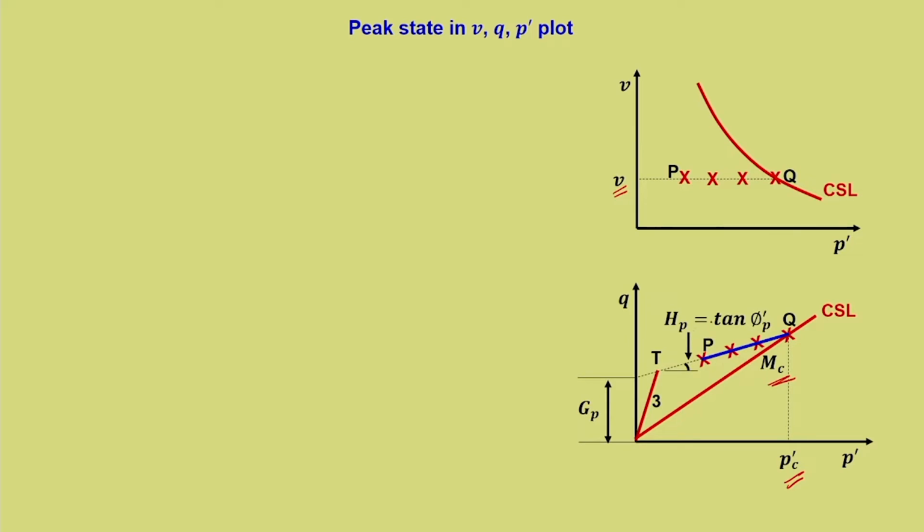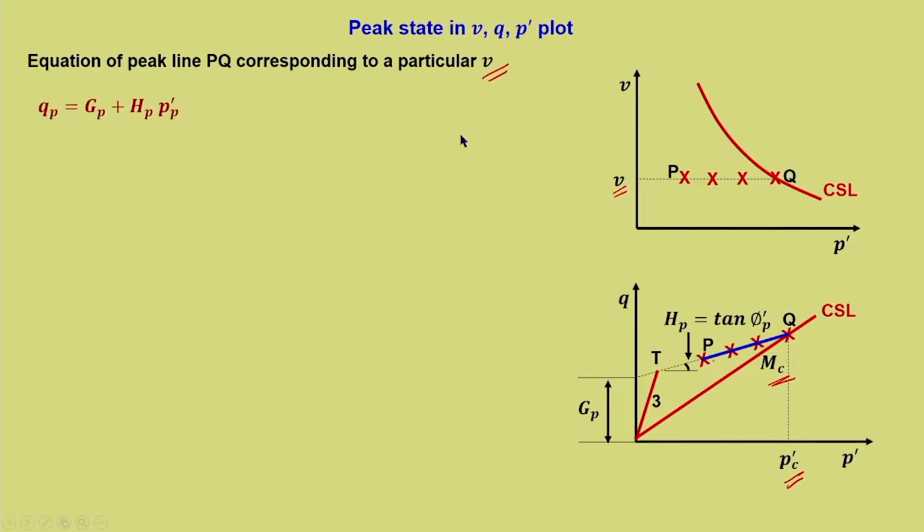Here we can also add the tension cutoff zone with an inclination of 3. Let this slope be HP, which is given as tan phi dash P, where phi dash P is the inclination of PQ line. Equation of line PQ corresponding to a particular V. Please note it is for a specific volume. QP, that is Q on peak line PQ, is equal to GP plus HP into P dash P. P dash P means P dash on the peak line PQ. So, this is the equation and that is very straightforward.